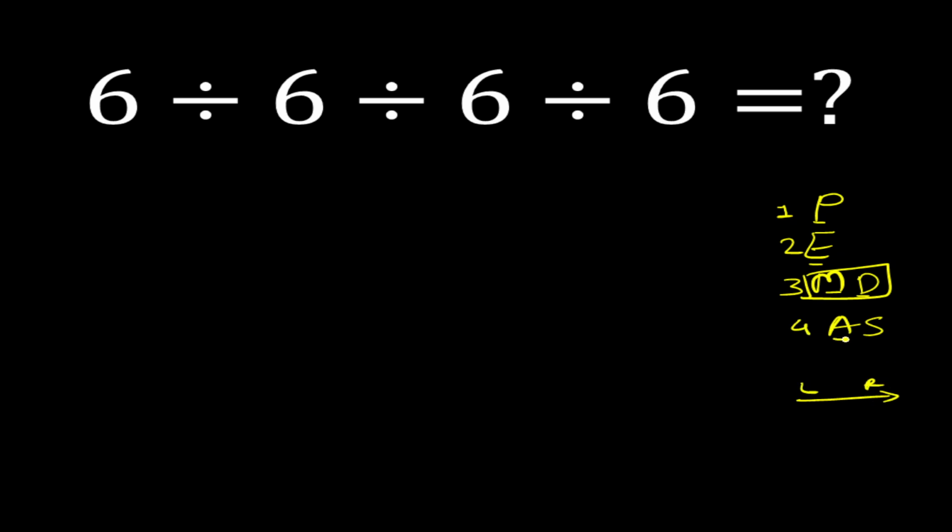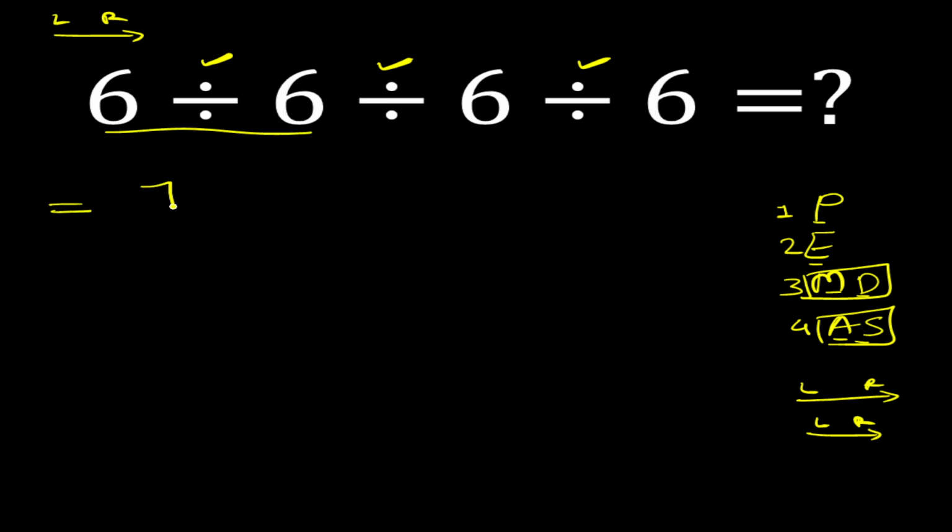Fourth and last priority is addition and subtraction. And also addition and subtraction both have equal priority, so we have to solve it from left to right. So in this question we have one division, and here one division, and here we have division. All have equal priority, so we have to solve it from left to right. First we have to solve this division. So 6 divided by 6 is equal to 1.